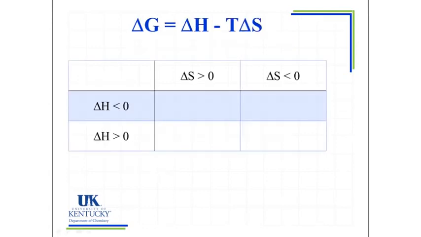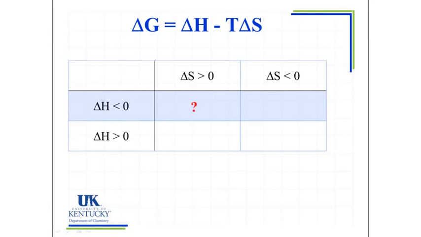So let's look at what happens when we have various values of delta S and delta H. We can have both of these values as less than 0 or greater than 0. So what we want to look at is the different combinations to determine the relative value of delta G. When will the process be spontaneous, and when will it be non-spontaneous?